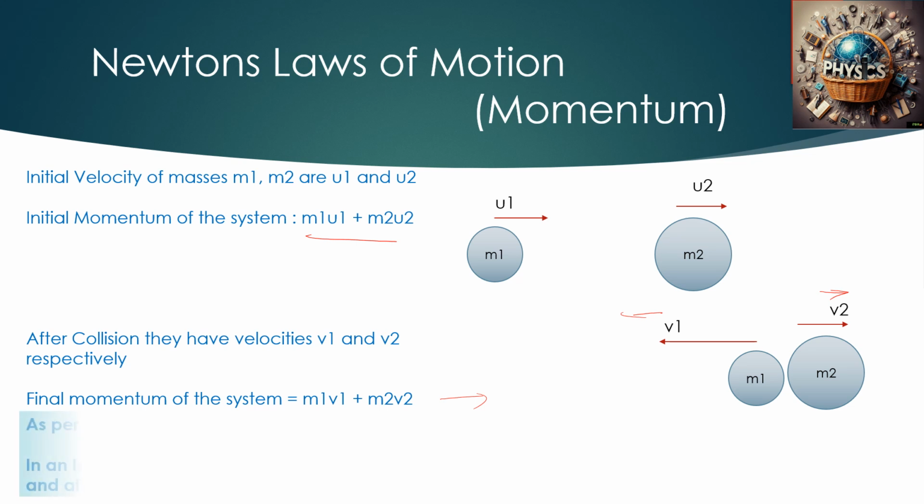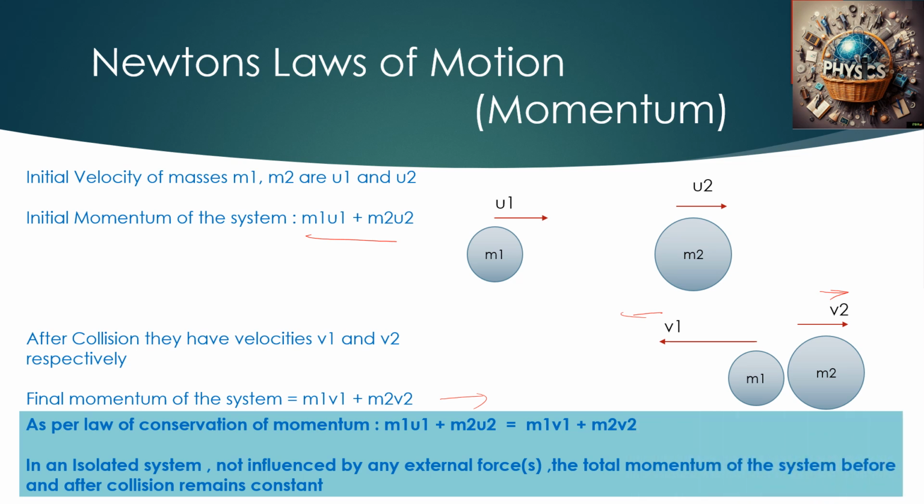Now, as per the law of conservation of momentum, the total momentum before collision will remain equal to the total momentum after collision. So this is what leads to this equation: m1 u1 plus m2 u2 is equal to m1 v1 plus m2 v2. So to define it further, for an isolated system which is not influenced by any external force, the total momentum of the system before collision remains constant and equal to the total momentum of the system after collision.